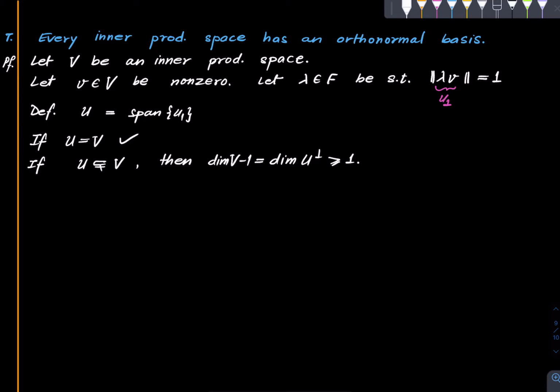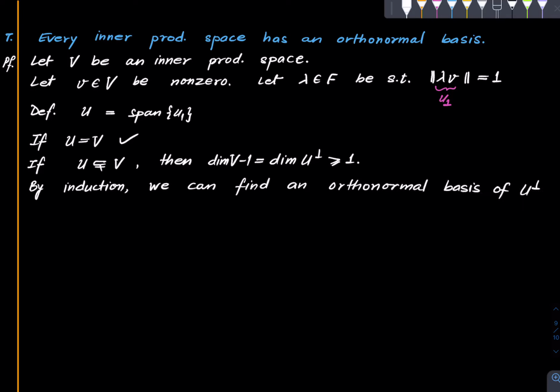And now just apply induction. So you have a smaller dimensional vector space. By induction, you can find an orthonormal basis of it and just patch u1 to that basis. You will get an orthonormal basis for the entire vector space. So let me write that down. We can find an orthonormal basis of U perp by induction, call it u2 up to un.